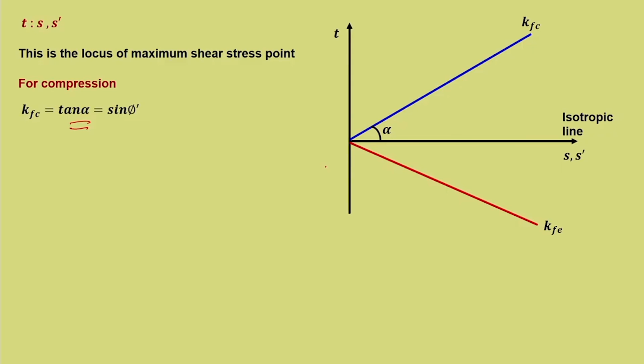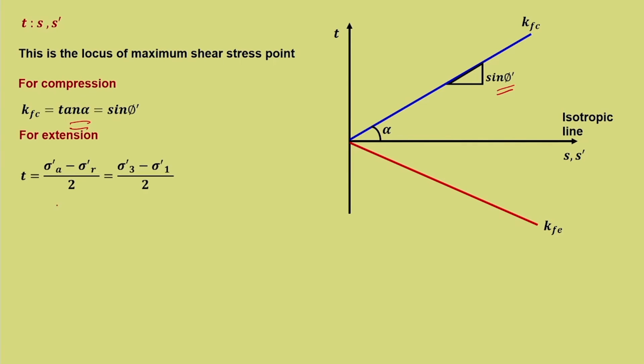So, this is how it looks like in the t-s-s dash plot, and we know that this is the isotropic line, KF compression, here alpha is the angle. Okay. So, here the inclination is equal to sin phi dash, or the slope is equal to sin phi dash. Now, what about for extension? For extension we have not derived, so we will see what will be the slope for extension.